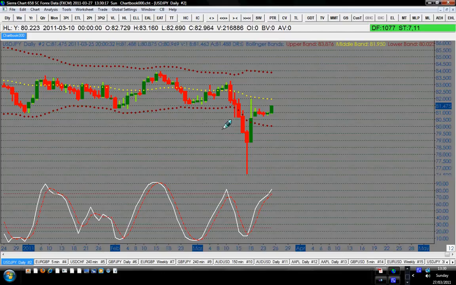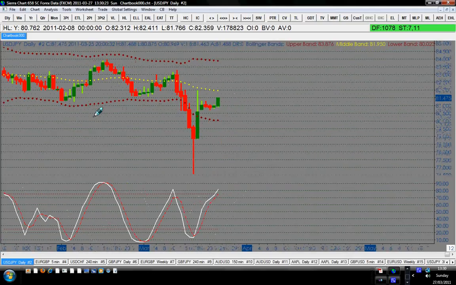Okay, 50 volatility 2, and this is my stochastic 833. Okay, nothing to worry about. Now this is the daily chart, as you can see, but I want to show you something that you can pay attention to. You see how the price breaks this Bollinger Band 50.